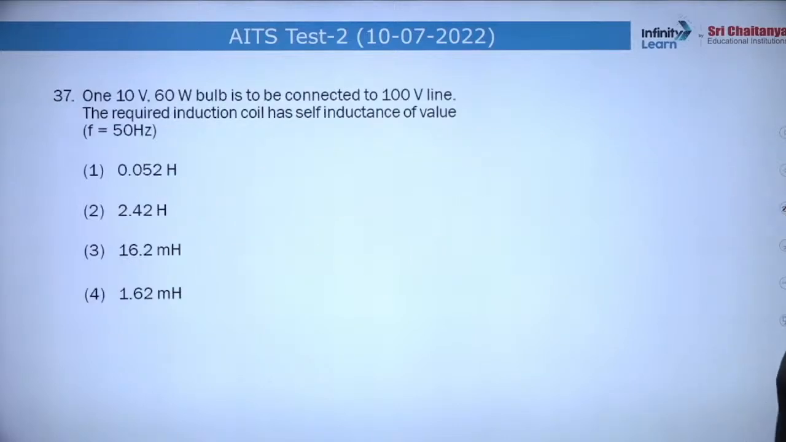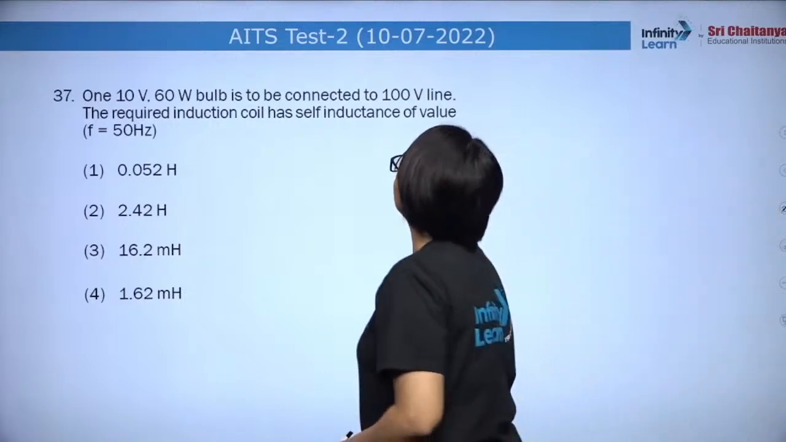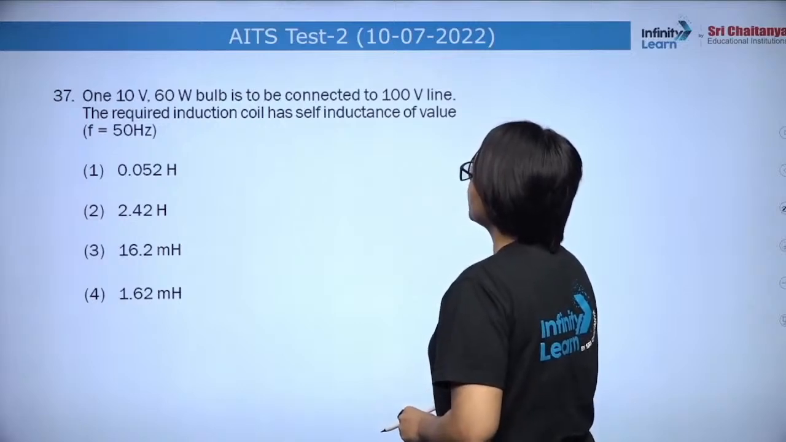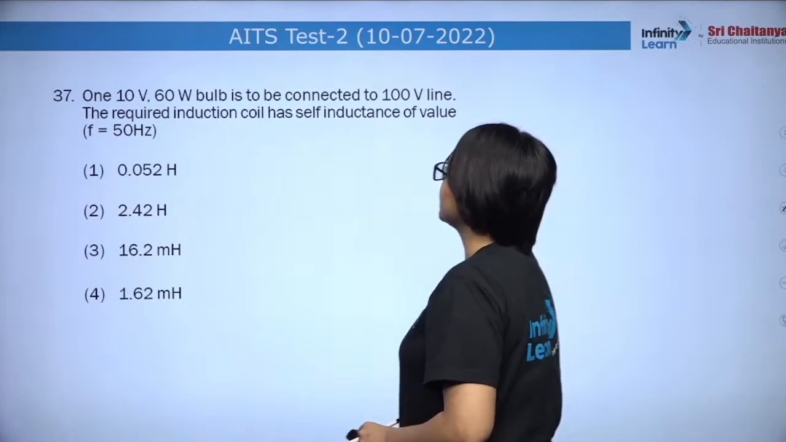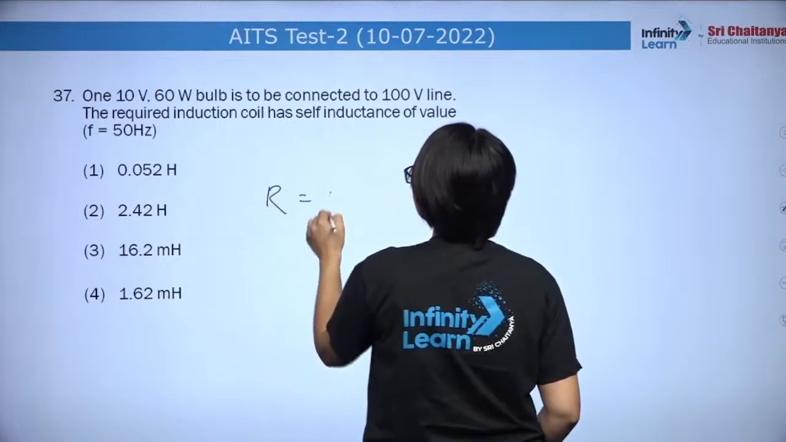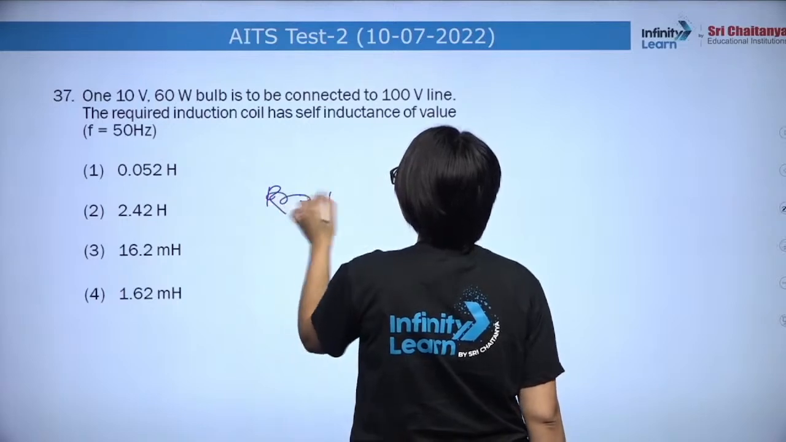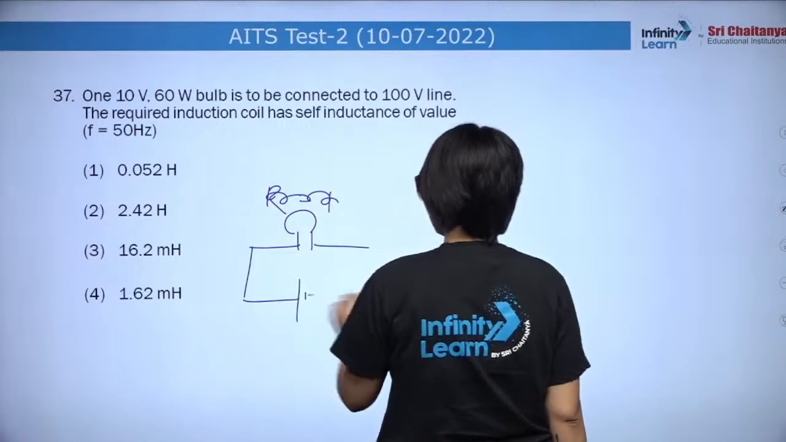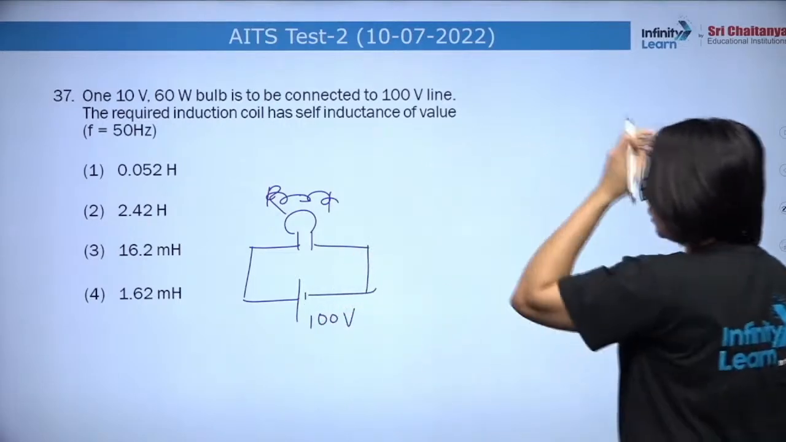Next is question number 37. A 10 volt and 60 watt bulb is to be connected to a 100 volt line. The required induction coil has a self inductance of value where frequency is 50 hertz. Okay, so we have one bulb and we are connecting it to a 100 volt line and F is 50 hertz.